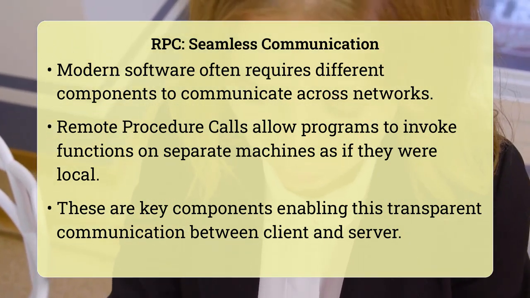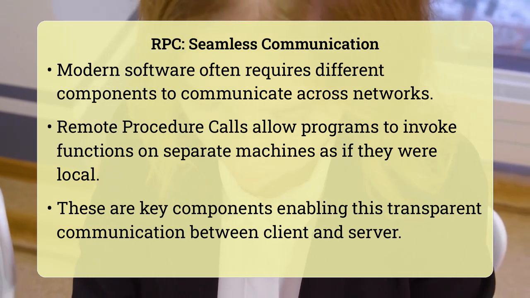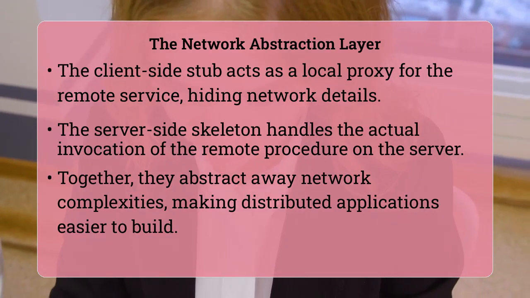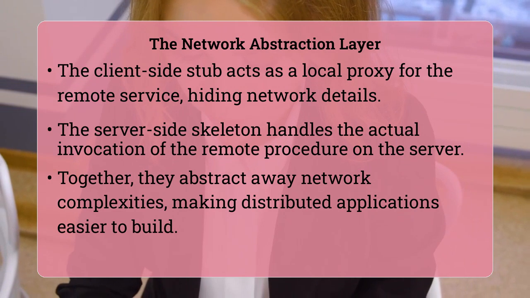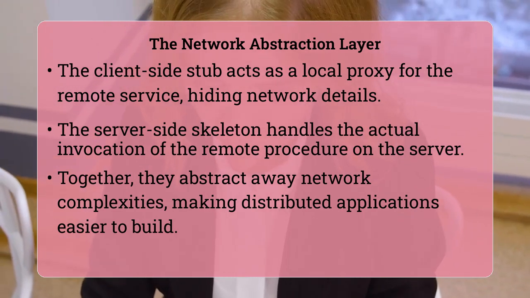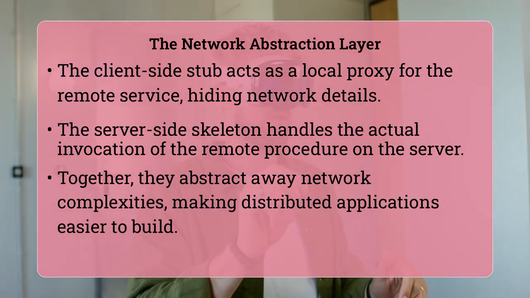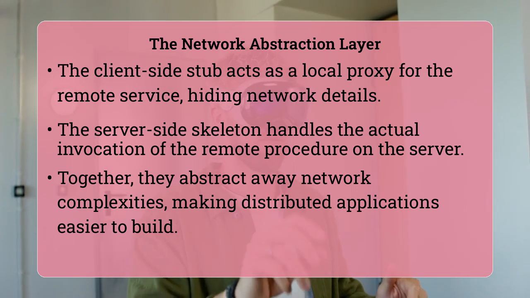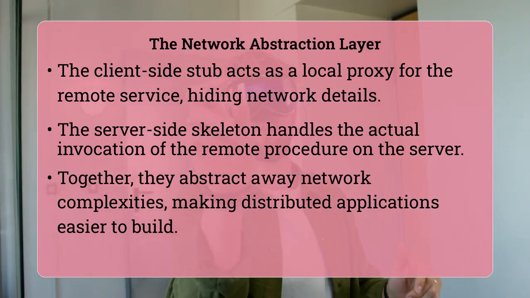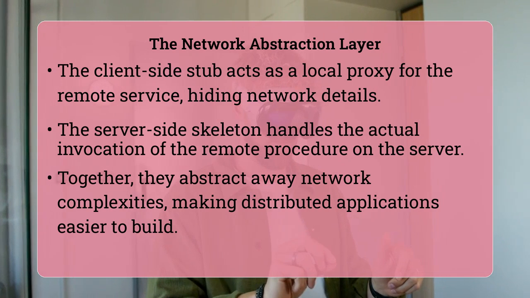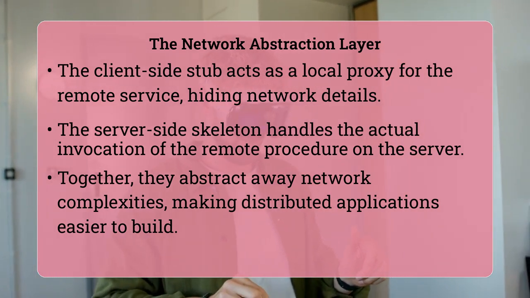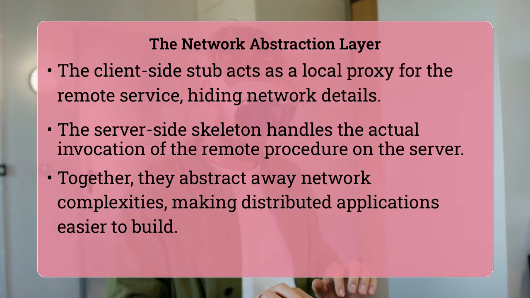When a client application wants to call a remote function, it doesn't directly interact with the network. Instead, it calls the local stub. This stub is responsible for taking the parameters of the function call, converting them into a format that can be transmitted over the network, a process known as marshalling, and then sending this marshaled data to the server.